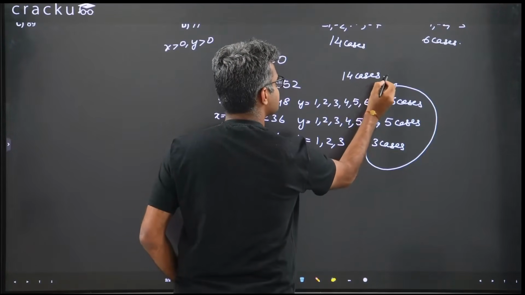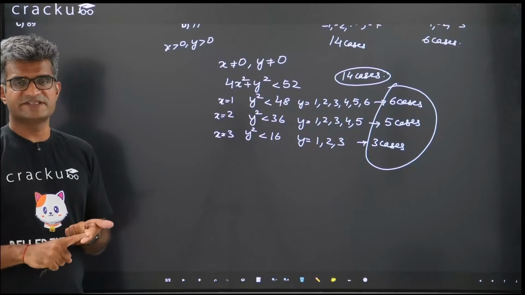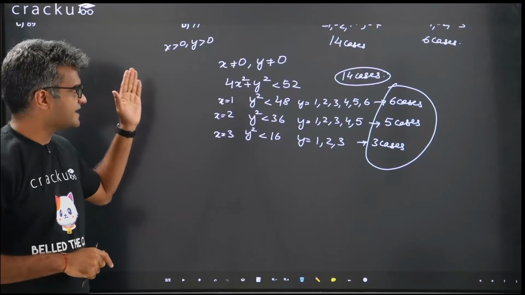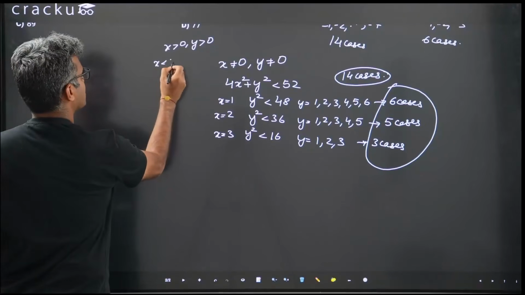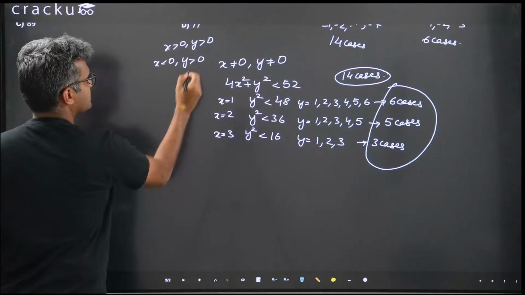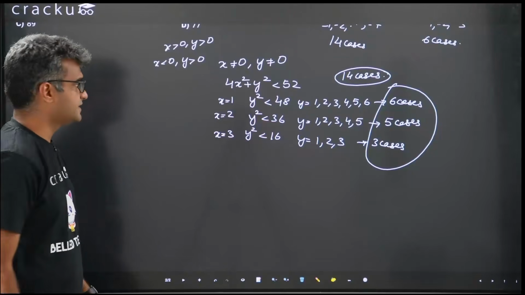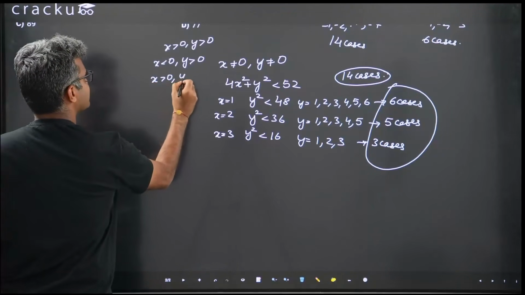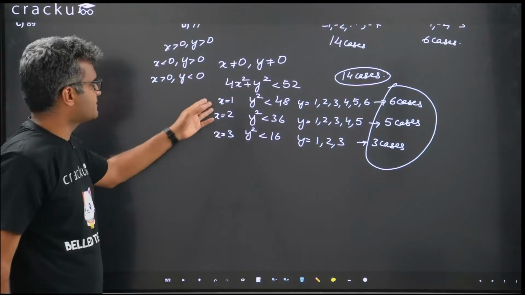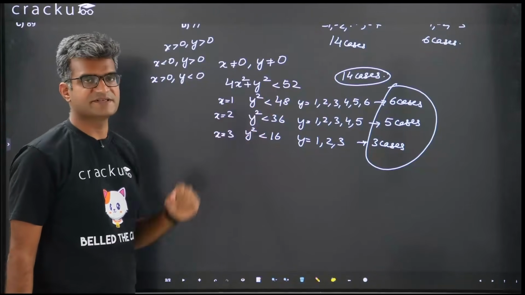But like we discussed, these are only cases where x is greater than 0 and y is greater than 0. We'll have exactly the same number of cases where x is less than 0 and y is greater than 0. We can just put x is minus 1, minus 2 and minus 3, we'll get the same number of cases. Similarly, we'll have the exact same number of cases where x is greater than 0 and y is less than 0. For example, in the same case, we can put y is minus 1, minus 2, minus 3, minus 4, minus 5 and minus 6.